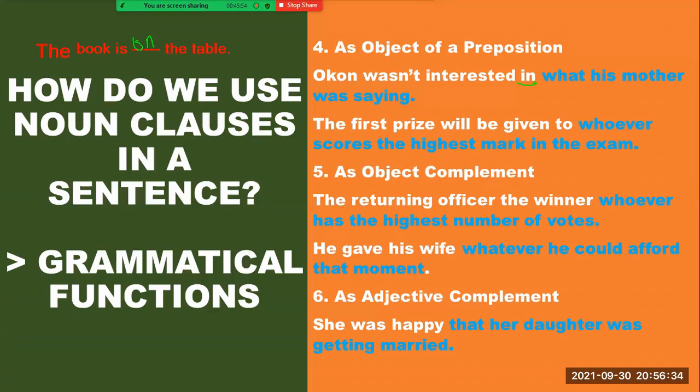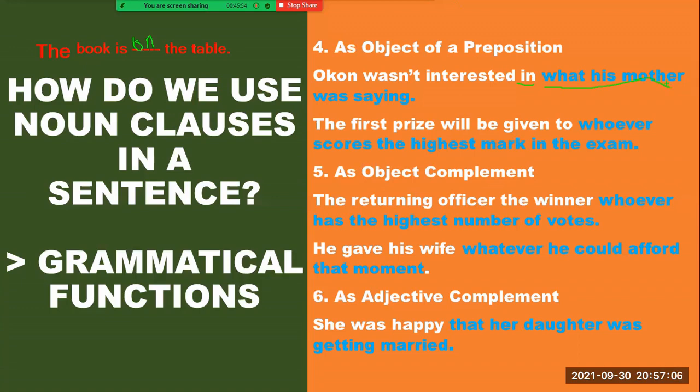So these are all noun phrases, all right? But then this is a noun clause, and again, it replaces a noun. So when the question arises, Okon wasn't interested in what? Well, what provides the answer to that question. What is a noun clause. And the noun clause here is what his mother was saying. Okon wasn't interested in what his mother was saying.